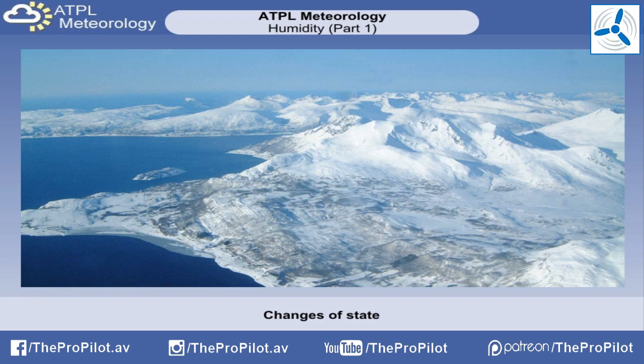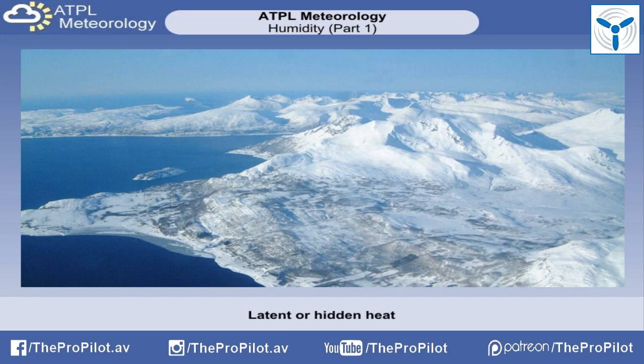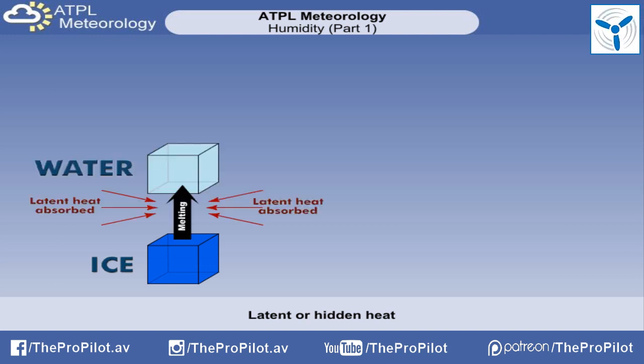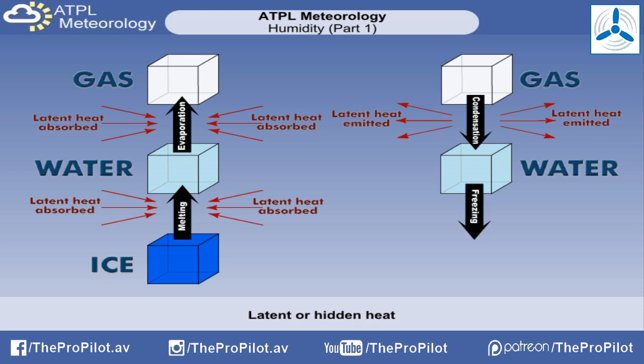One of the major impacts water has on our atmosphere is when it changes from one phase to another. During these changes, energy is transferred in different ways. This energy is known as latent heat. Latent heat, or hidden heat as it is sometimes called, is the quantity of heat released or absorbed when a substance changes from one phase to another. On the way up from the solid state through liquid to gas, latent heat is absorbed, whilst on the way down from gas to solid through liquid, latent heat is released.